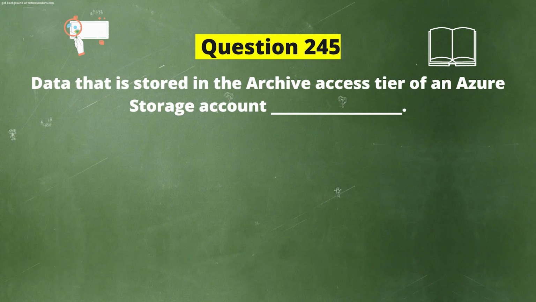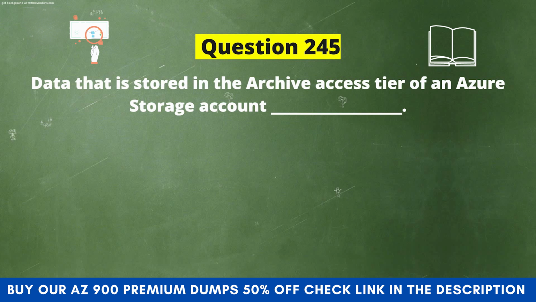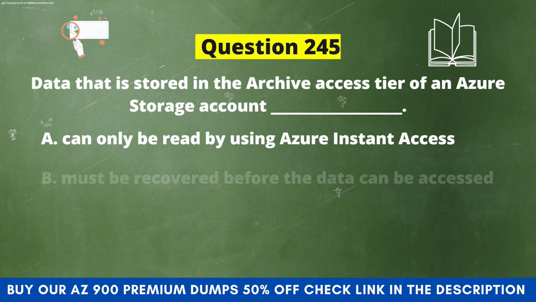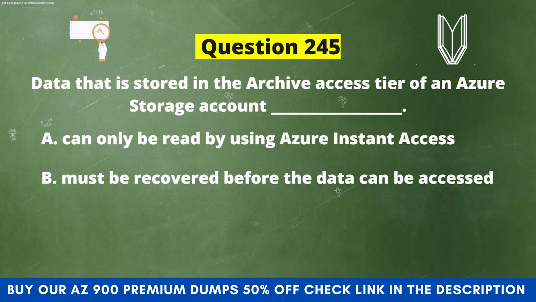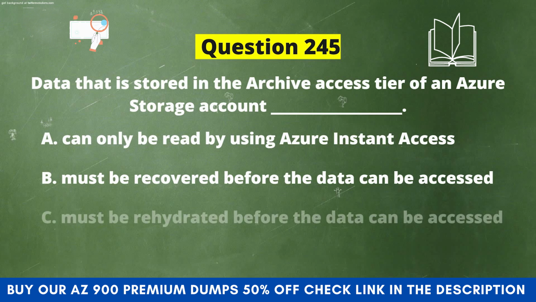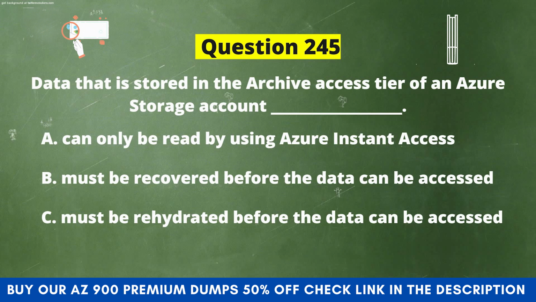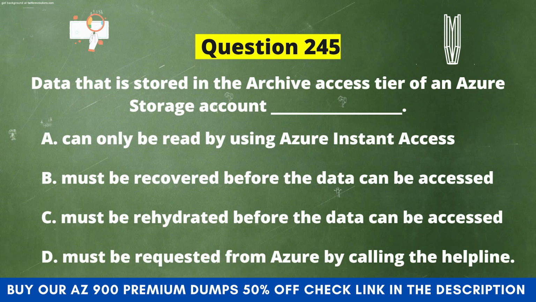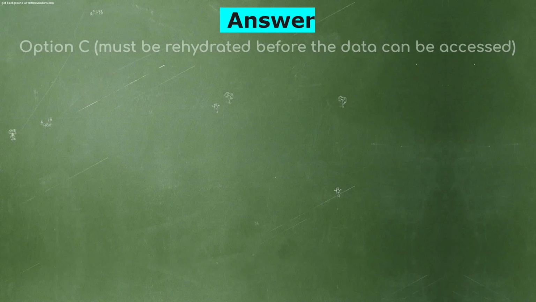Next question. Data that is stored in the archive access tier of an Azure storage account, and the options are: A. Can only be read by using Azure Instant Access. B. Must be recovered before the data can be accessed. C. Must be rehydrated before the data can be accessed. D. Must be requested from Azure by calling the helpline. And the correct answer is option C.